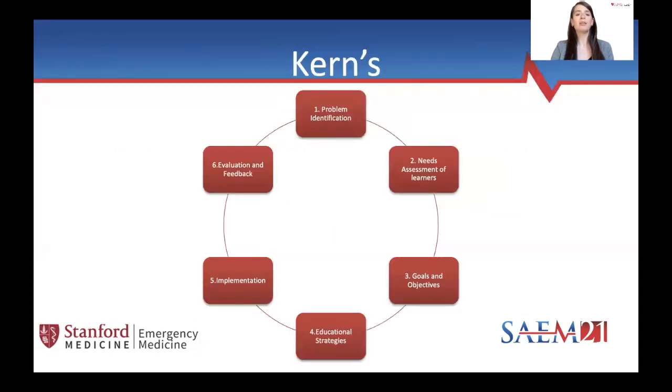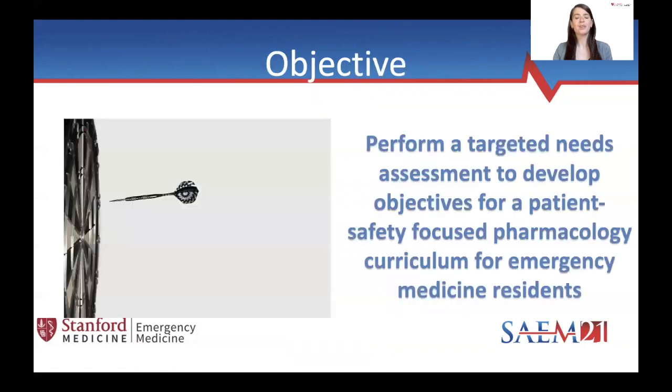Addressing this gap can in part be accomplished by an educational intervention. In doing so, we followed Kern's 6-step model for building a curriculum. This study was a robust dive into step 2, the needs assessment, and the product of this study was step 3, goals and objectives. Our study objective was to perform a targeted needs assessment to develop a patient safety focused pharmacology curriculum for emergency medicine residents.